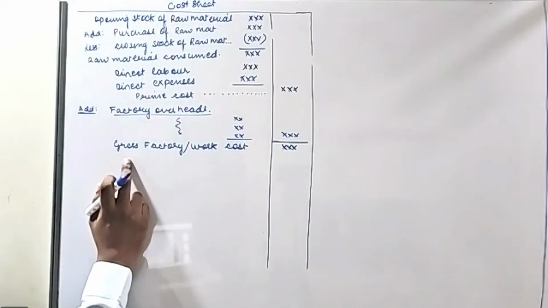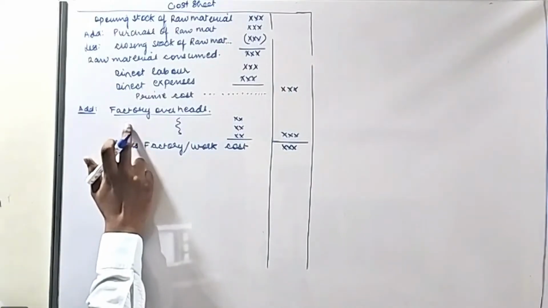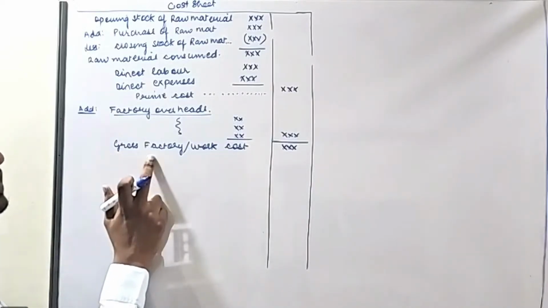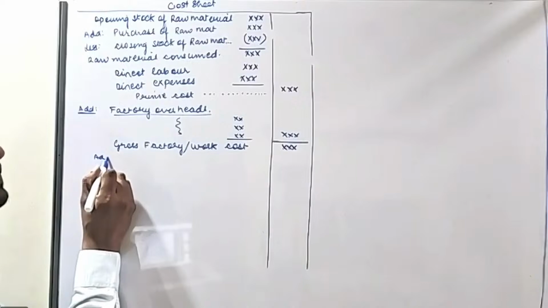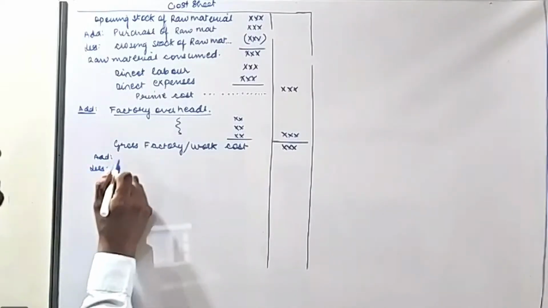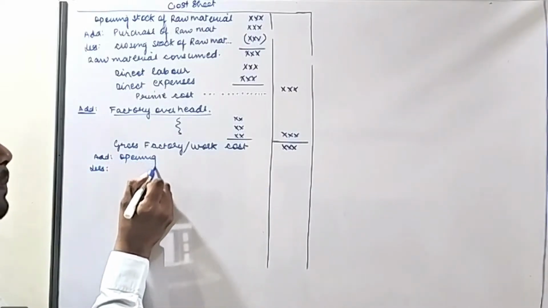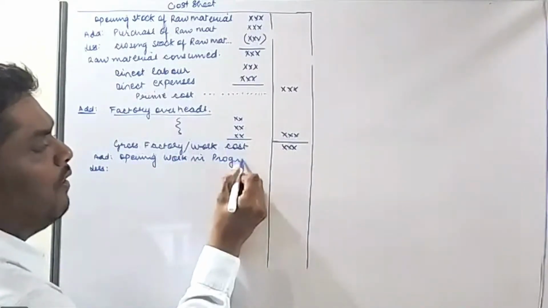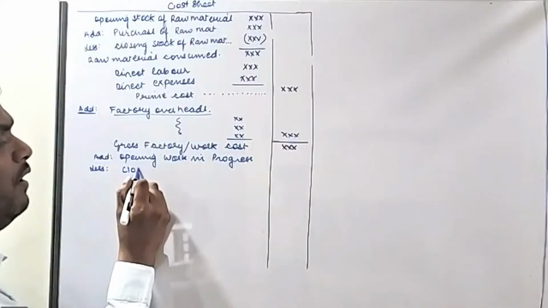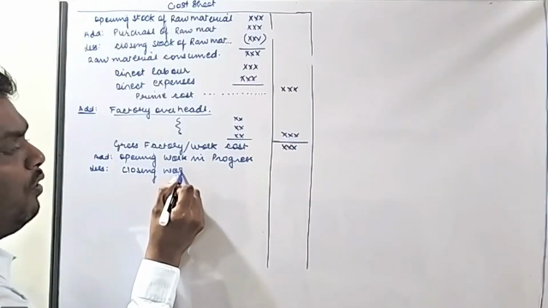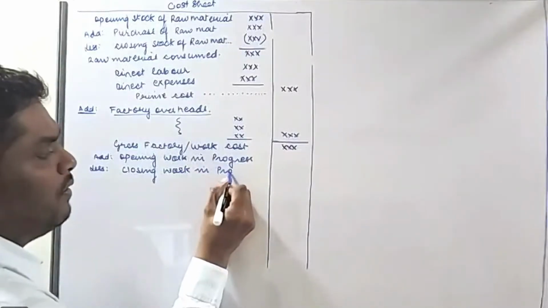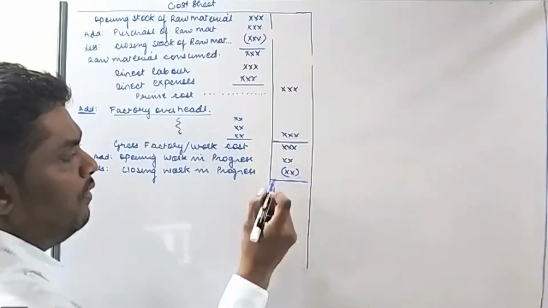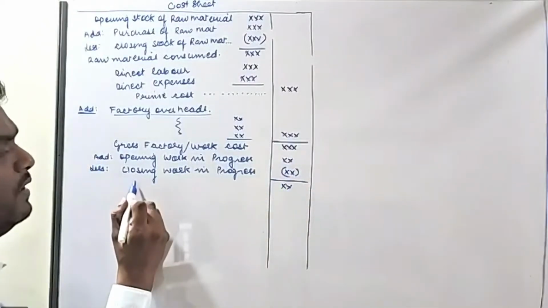When talking about what all are factory overheads, I have discussed this part in detail. Now, further in this gross factory or work cost, if we make adjustments of opening and closing work in progress, if we add opening work in progress, and further subtract closing work in progress, we'll get the final factory cost or work cost.